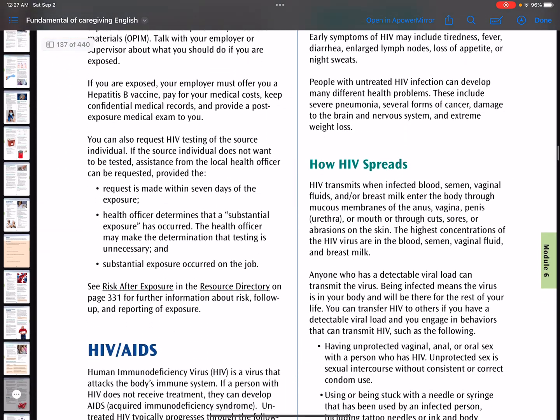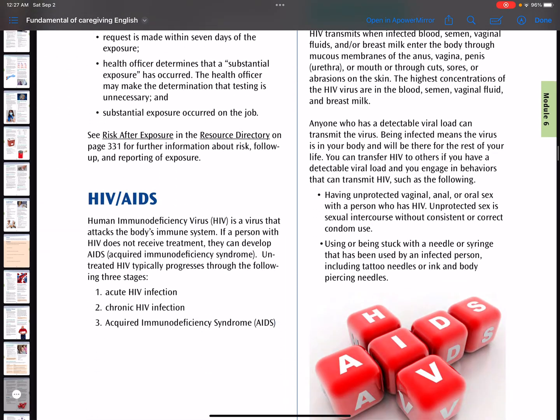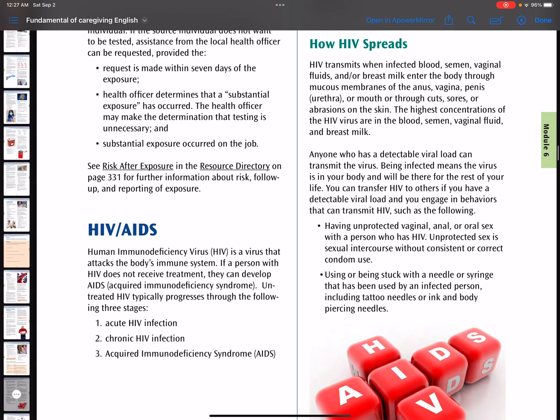Now let's talk about HIV. HIV stands for Human Immunodeficiency Virus. It's a virus that attacks the body's immune system. If a person with HIV does not receive treatment, they can develop AIDS, which stands for Acquired Immunodeficiency Syndrome. There is no vaccine against HIV.